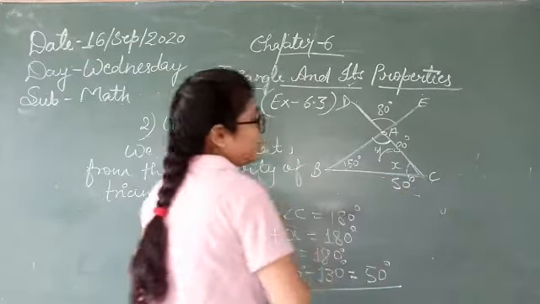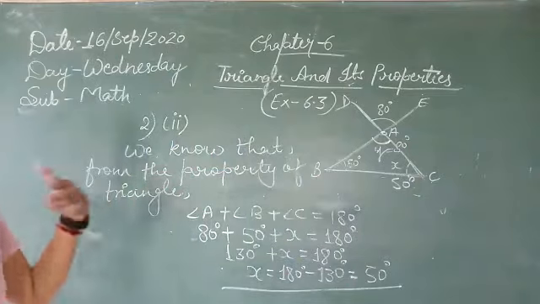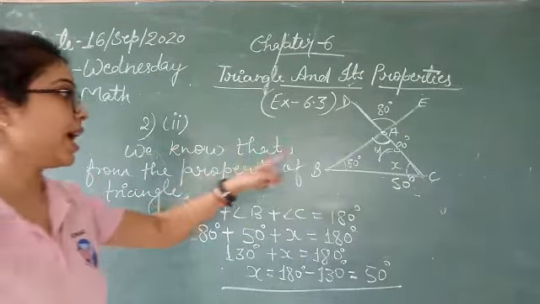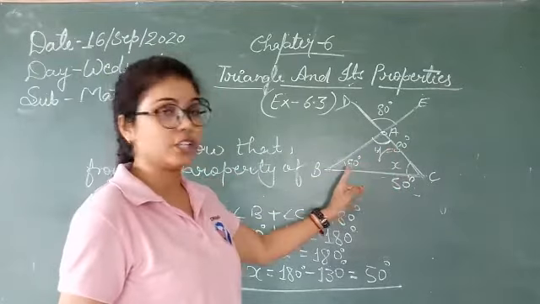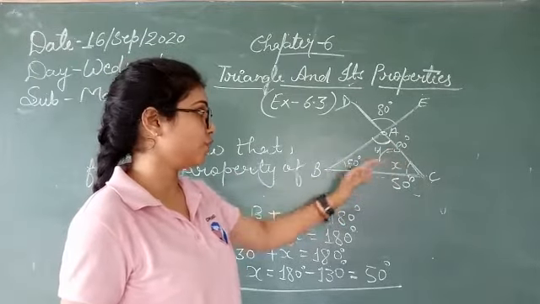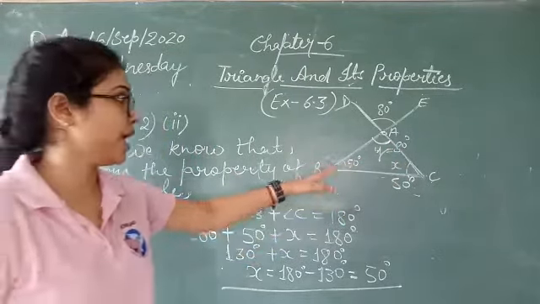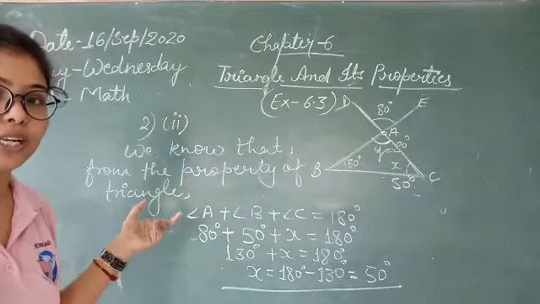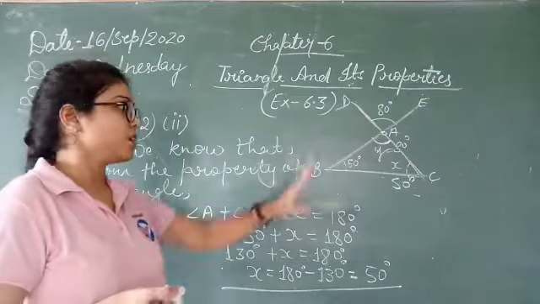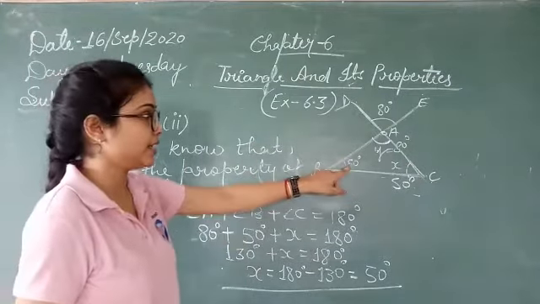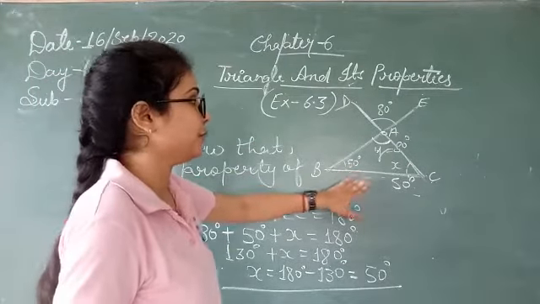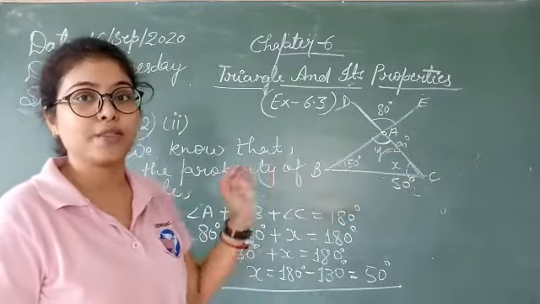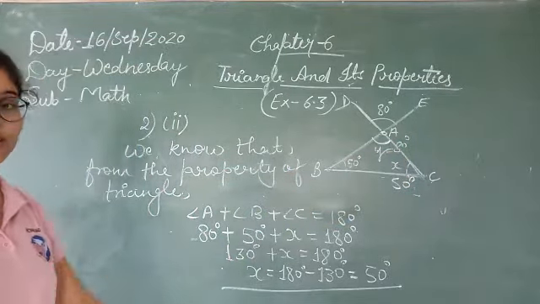Now the last thing, if you want to check whether your answer is right or wrong, you can add all the three angles which you have got or which are already given to you. If the sum is equal to 180 degree, then we can say that your answer is right. So add these three angles. 50 plus 50 is 100 and 100 plus 80 is what? 180 degree. So we can say that our answer is right.